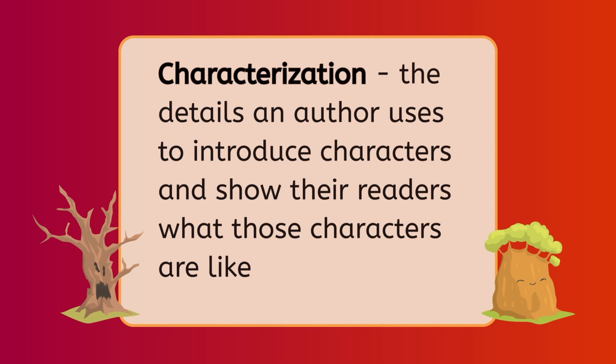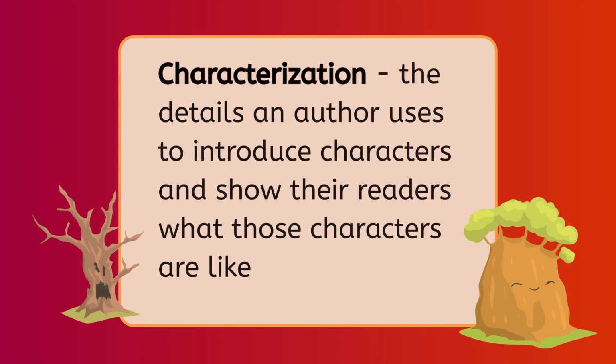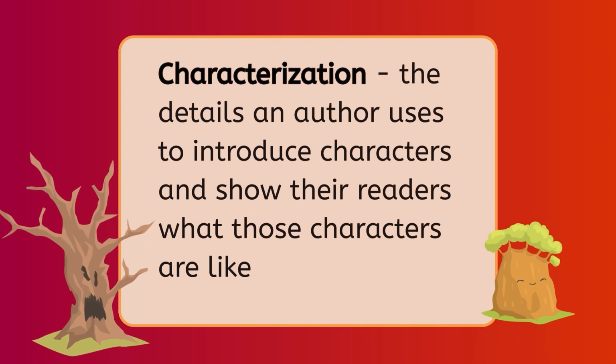For example, check out these two trees. This one's smiling and rounded, which could characterize her as sweet and gentle. This other one's screaming with jagged branches. That might show she's angry and intimidating. Strong characterization creates interesting characters. Let's identify some direct and indirect characterization.